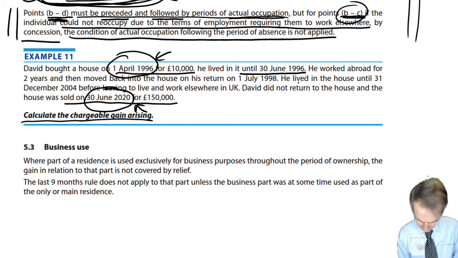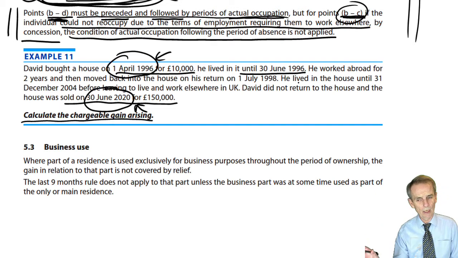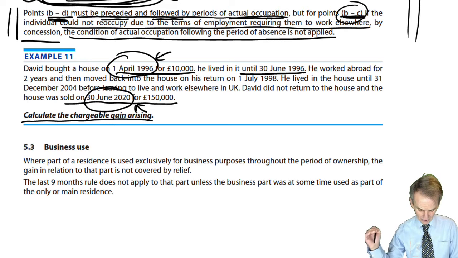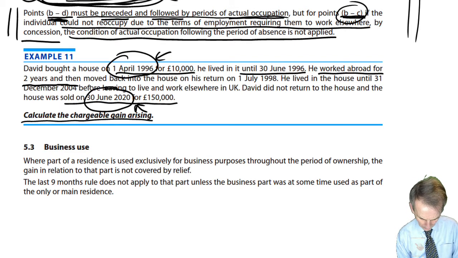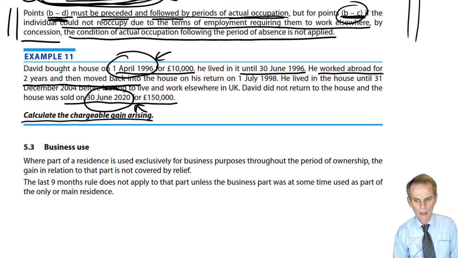But what have we got there? Lived in it until the 30th of June 96. So on your working, down the left-hand side of your page, the first thing you've got is 1st of April 96 to 30th of June 96. That therefore is however many, what have we got? Lived in it, that's 3 months there, 3 months of actual occupation. He then worked abroad for 2 years and then moved back into the property. 2 years, deemed occupation. It could have been 2, could have been 4, could have been 6, could have been 12. It's work overseas. So all of that is going to be deemed occupation.